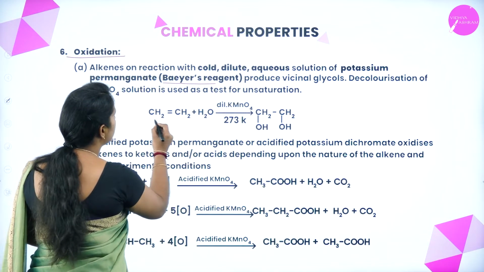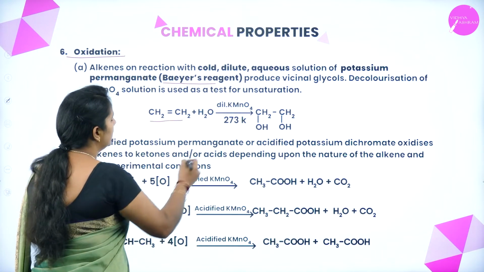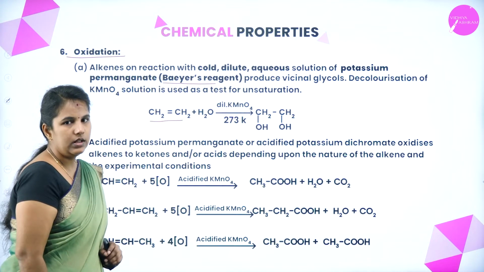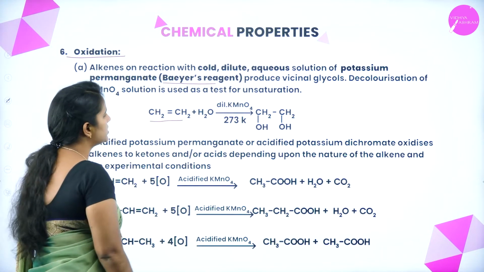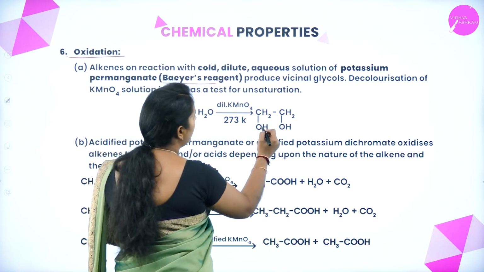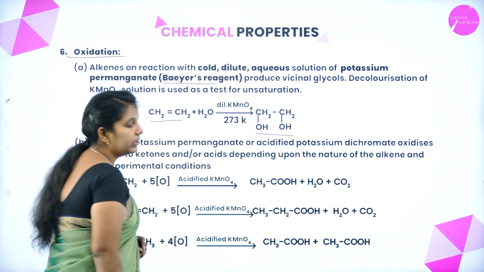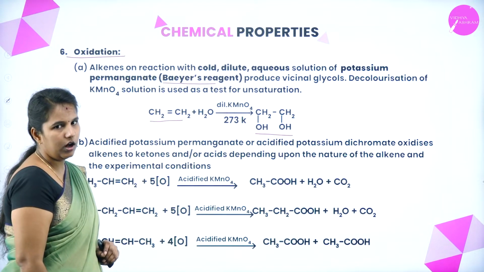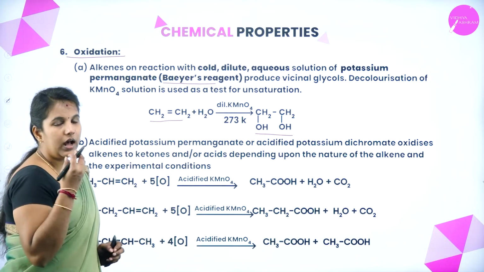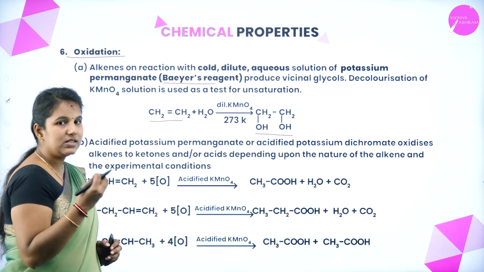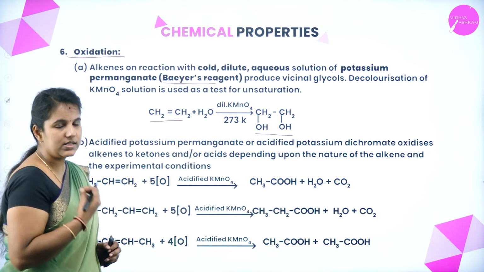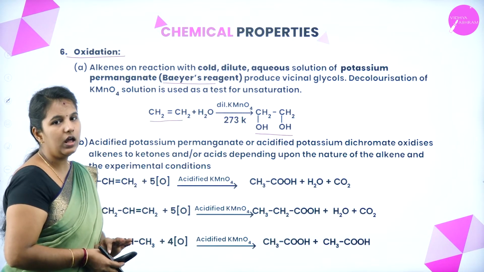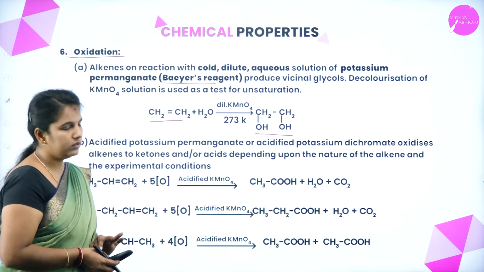So here I have considered ethene, which is allowed to react with the oxidizing agent known as KMnO4 in the presence of water. It forms what? Vicinal glycol. This is how our alkene, when it reacts with the oxidizing agent, undergoes oxidation and gives rise to the vicinal glycol.